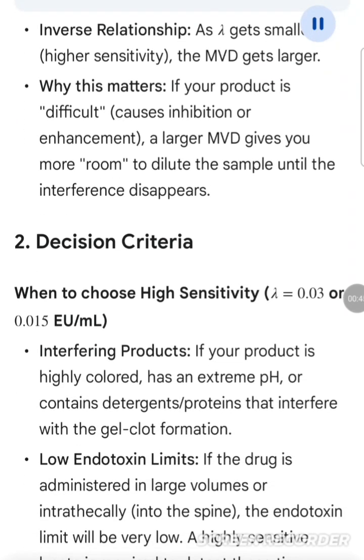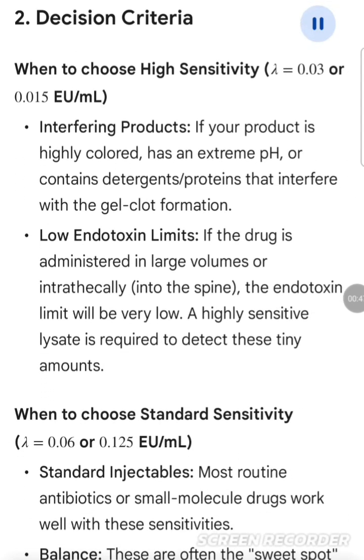2. Decision criteria. When to choose high sensitivity, lambda equals 0.03 or 0.015 EU per milliliter. Interfering products: if your product is highly colored, has an extreme pH, or contains detergents or proteins that interfere with the gel clot formation. Low endotoxin limits: if the drug is administered in large volumes or intrathecally into the spine, the endotoxin limit will be very low. A highly sensitive lysate is required to detect these tiny amounts.